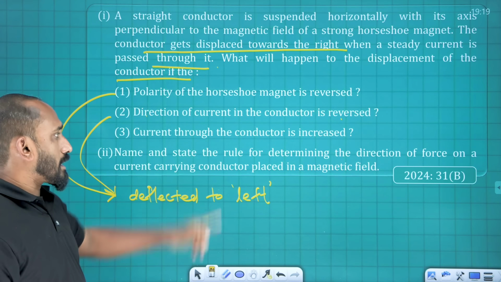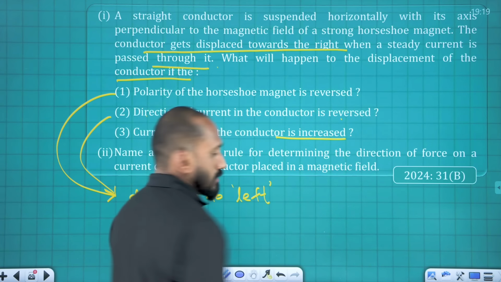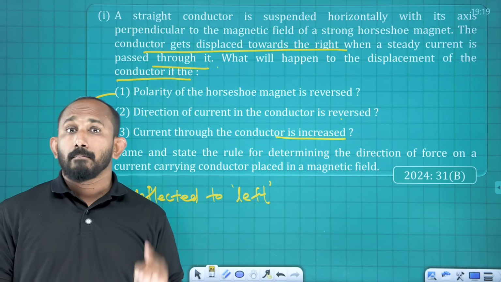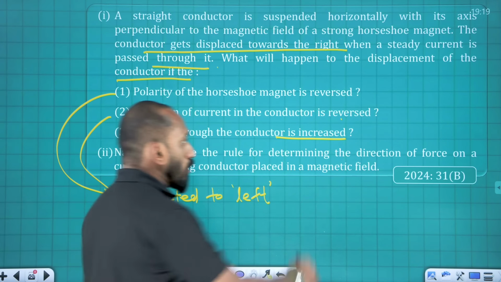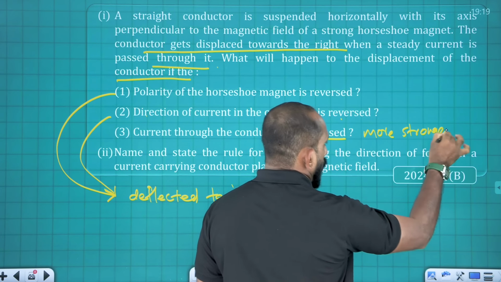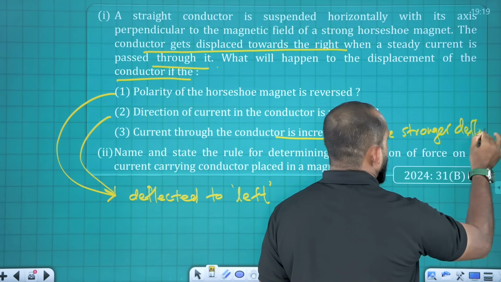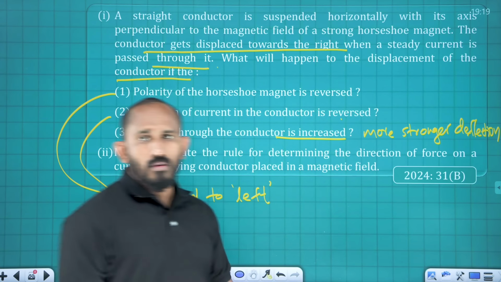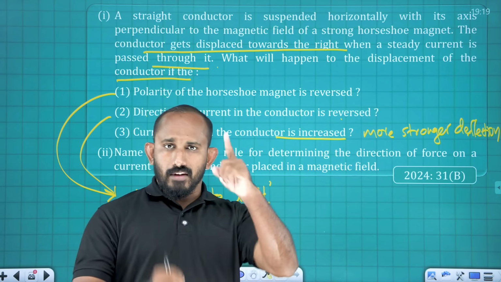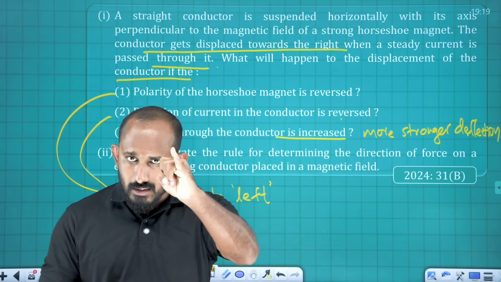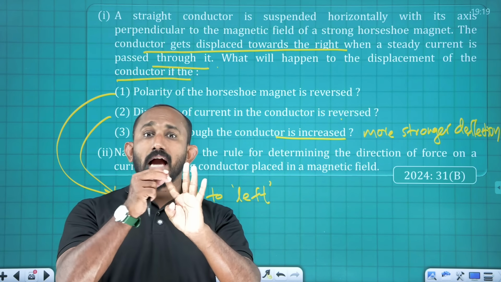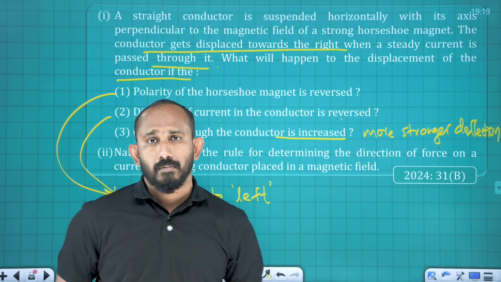Third, the current through the conductor is increased. So the direction is not changed, but the intensity is increased. Then more force will be there, or more stronger deflection. Why more stronger deflection? Because the strength of the force increases. The force can be increased by increasing the current, increasing the magnetic field, increasing the length, and keeping them perpendicular to each other.